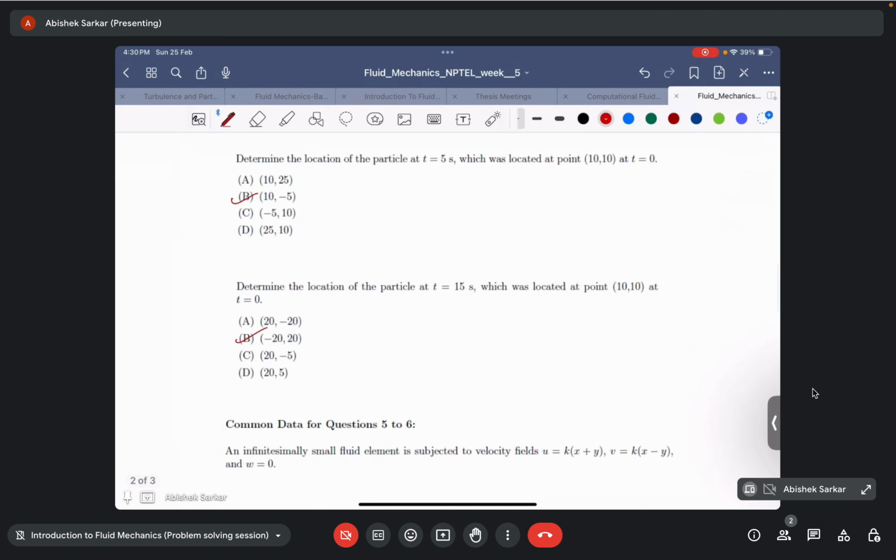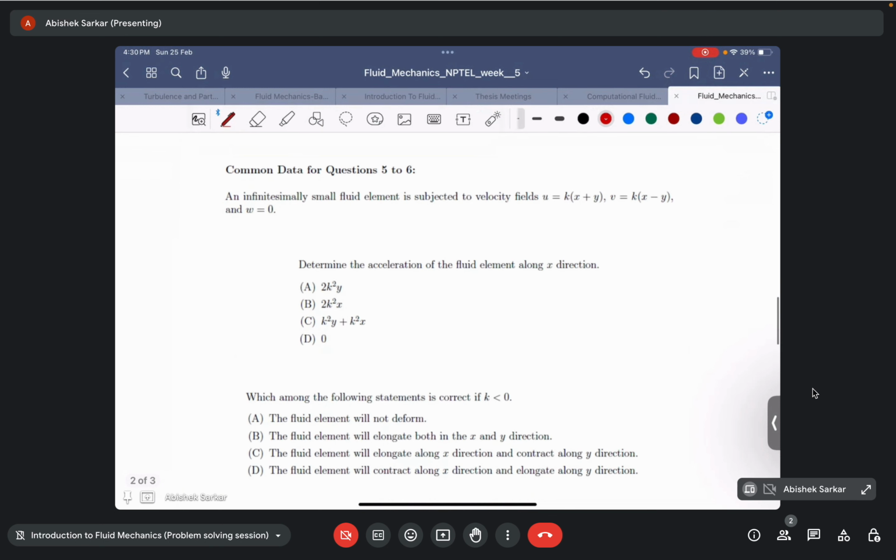Then for the next question, an infinitesimally small fluid element is subjected to velocity fields u is equal to kx plus y, v is equal to kx minus y, and w is equal to 0. So it is a 2D velocity field. Determine the acceleration of the fluid element along x direction. We are just asked to find ax. It's quite simple. Just substitute the value of u and v in the expression of ax.